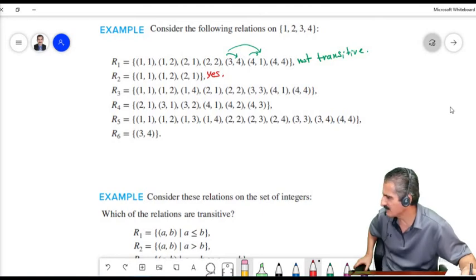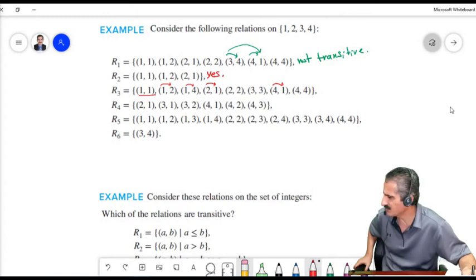Why not? Let's see. 1 is related to 2, and 2 is related to 1, so 1 is related to 1. We have it here. 3 to 3. Now 1 is related to 4, 4 is related to 1, and then 1 is related to 1. 2 to 2, 3 to 3, 4 to 4. What's the problem with 3, 3?